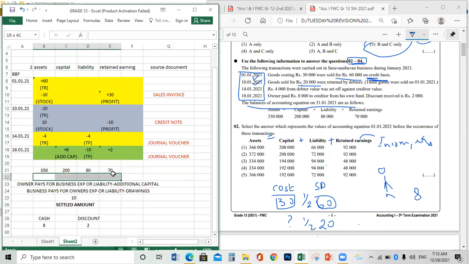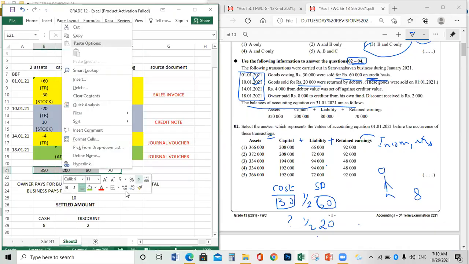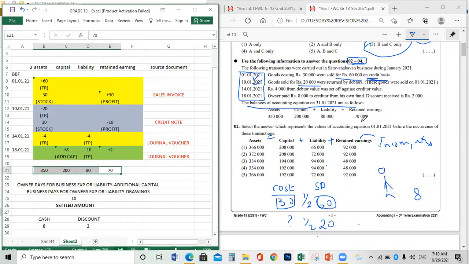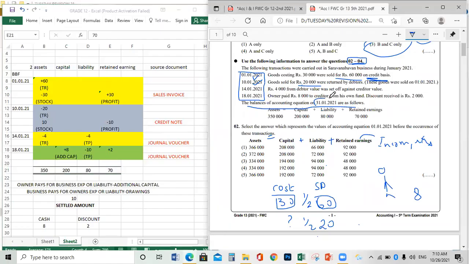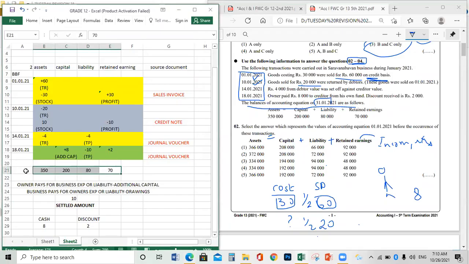Okay, now they are telling you, guys, these are the closing balances. Check the date properly. 31st January is the closing date. They are asking you to find the opening balance. That's the question here. So you have to go backwards and find how much is the opening.